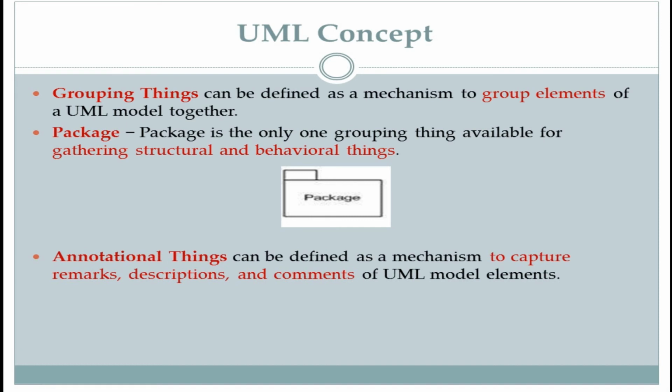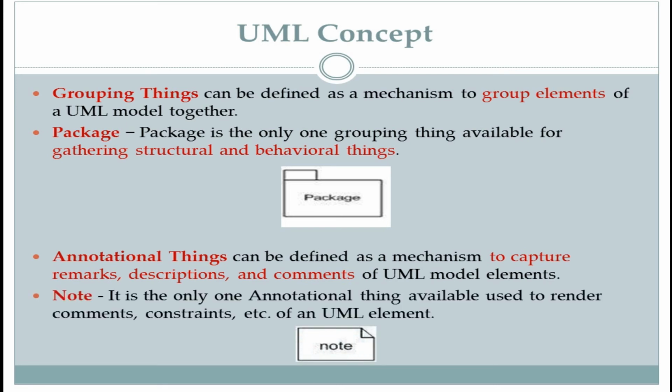Another thing is annotational things, which can be defined as a mechanism to capture remarks, descriptions and comments of UML model elements. This thing is very useful to make a note or maintain description or put remarks about something that is quoted or implemented in the UML model. The graphical notation for note, the annotational thing, is this dog-ear corner.